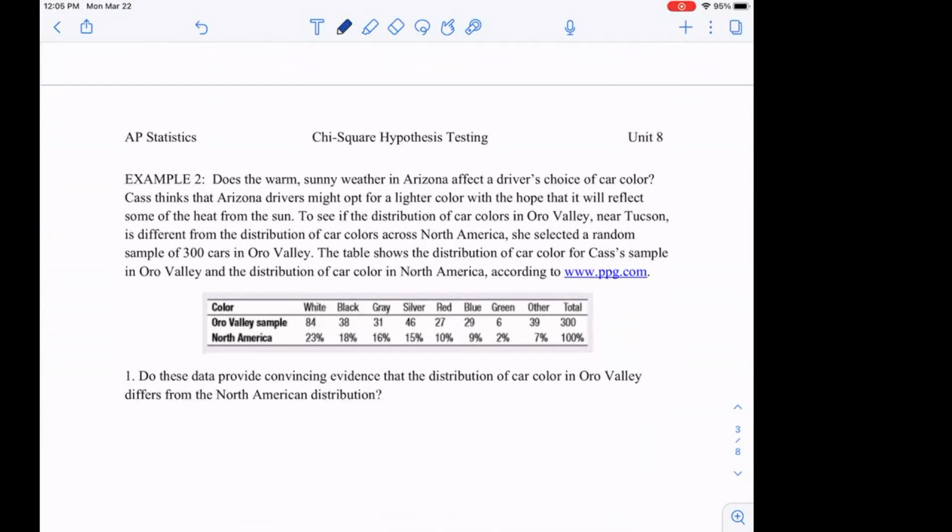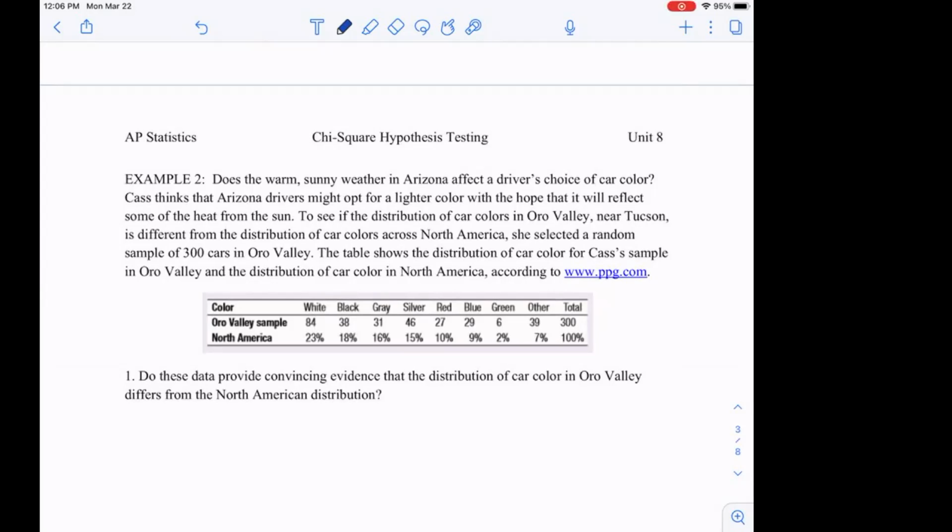Does the warm, sunny weather in Arizona affect a driver's choice of car color? Cass thinks that Arizona's drivers might opt for a lighter color in the hope that it will reflect some of the heat from the sun. To see if the distribution of car colors in Oro Valley near Tucson is different from the distribution of car colors across North America, she selected a random sample of 300 cars in Oro Valley. The table shows the distribution of car colors for Cass's example in Oro Valley and the distribution of car colors in North America according to ppg.com.